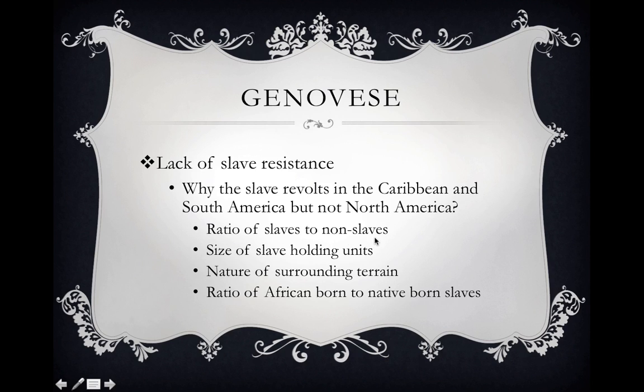The ratio of slaves to non-slaves. In the Caribbean, the ratio of slaves to free individuals was much higher. Remember, in South Carolina, the number was somewhere around 60% slave. These numbers were even higher than that, 70, 80, 90%, even higher on some of the islands in the Caribbean. So you have an enslaved labor force that in total is much greater than the free population that's enslaving them. His argument is that as this ratio gets higher and higher, up to 90%, the likelihood of a slave revolt actually occurring increases.